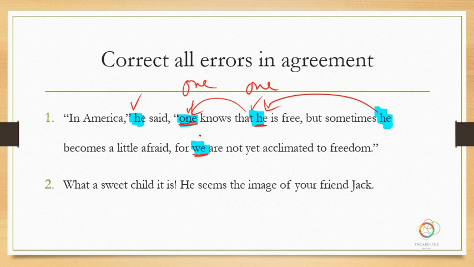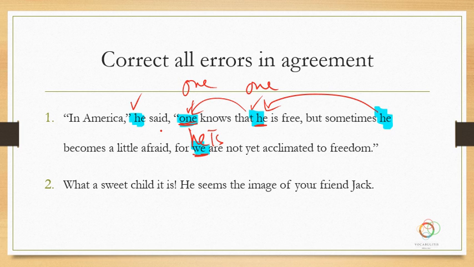Okay, this is where we need to change, right? We need to keep it the same person. He is not acclimated to freedom. All right, we'll change that because it's the smallest change. It's the minimum number of changes we can make. But after reading that sentence, you might not like that third person singular. So you might just say, we know that we are free. That might sound better, more natural in this case.